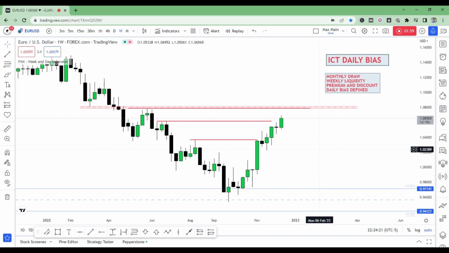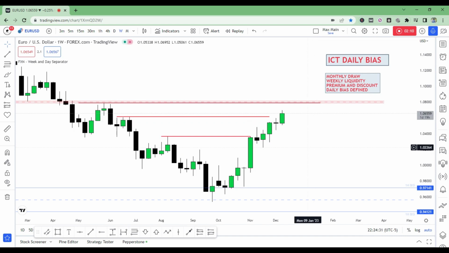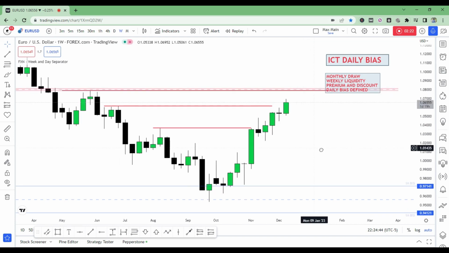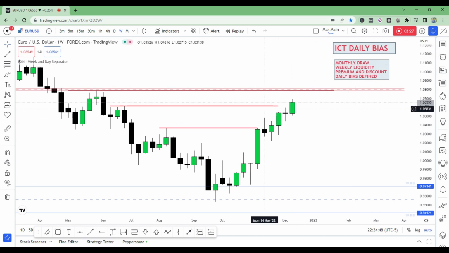Once you have the monthly draw on liquidity, you now come down to the weekly chart. You want to spend the majority of your time every week looking at the potential direction that the weekly is pointing towards. Since the monthly takes a long time to manifest itself, the weekly chart is the next most relevant time frame to be looking at for your direction. In these examples, I'll be focusing on the weekly.